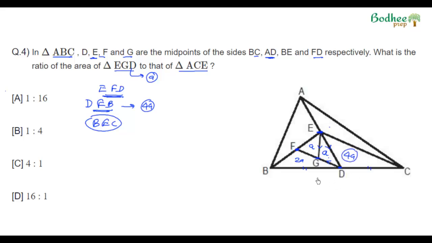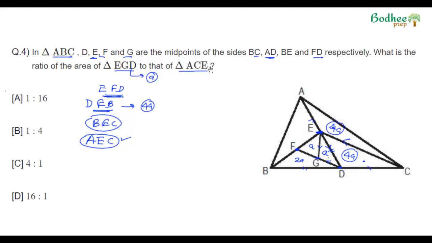Further, if you focus on this triangle AEC, in this triangle EC is the median because these two would be equal, E is the midpoint. So again, this median will divide the triangle into two equal areas. So these two parts will be same. So this is equal to 4 of A.